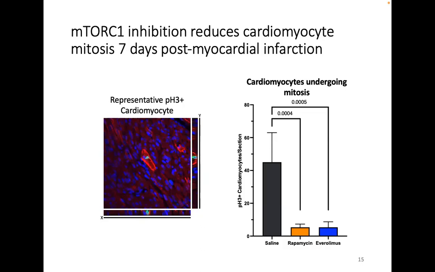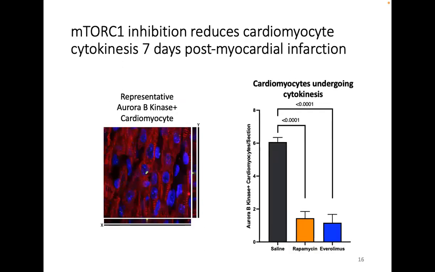So in order to examine that, we used the cytokinesis marker Aurora B kinase, an assay very similar to pH3 staining. We again stained the whole section and then quantified the number of Aurora B positive cardiomyocytes across that section, with a representative Aurora B kinase positive cardiomyocyte here on the left.